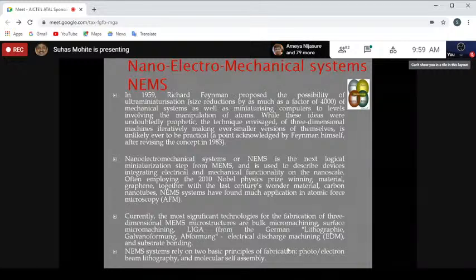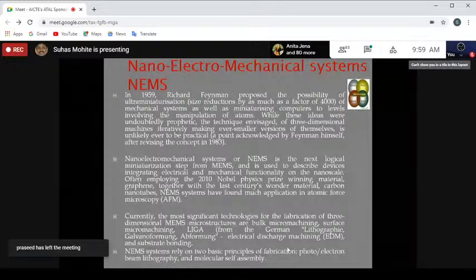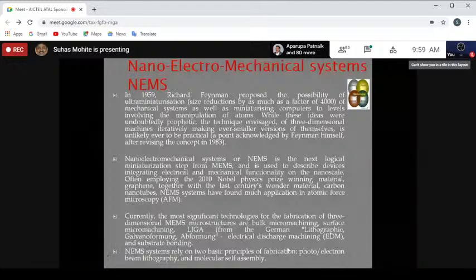The advent of MEMS, or the nanotechnology that we are talking about today, goes back to the famous talk given by Richard Feynman, where he proposed the possibility of ultra miniaturization, a size reduction by more than 3 orders of magnitude in mechanical systems, as well as miniaturization of computers to the levels involving the manipulation of atoms.